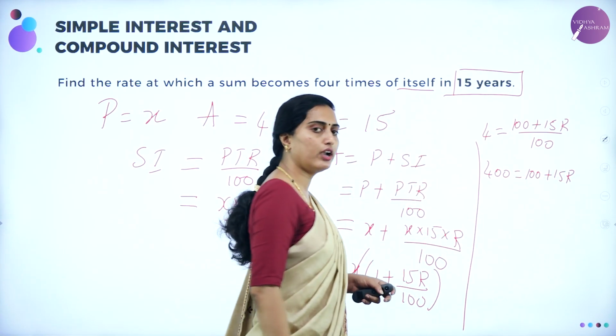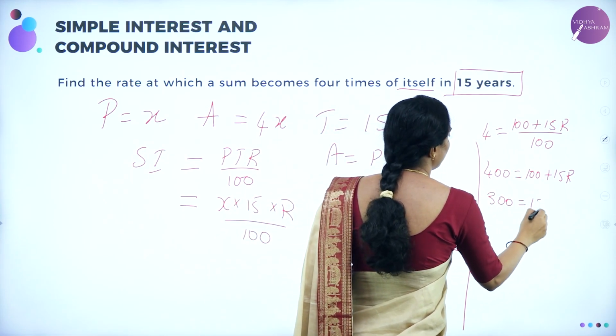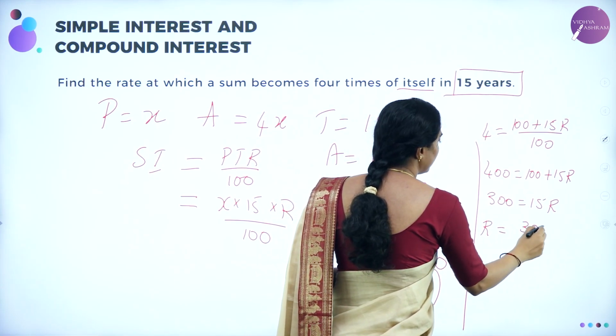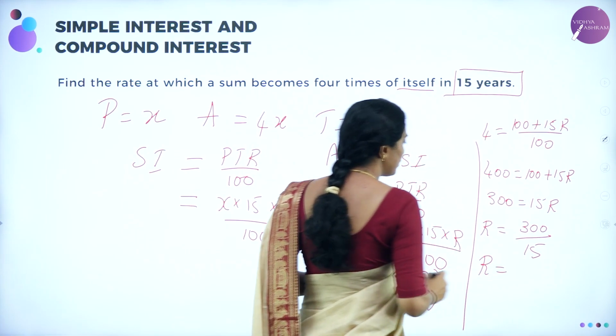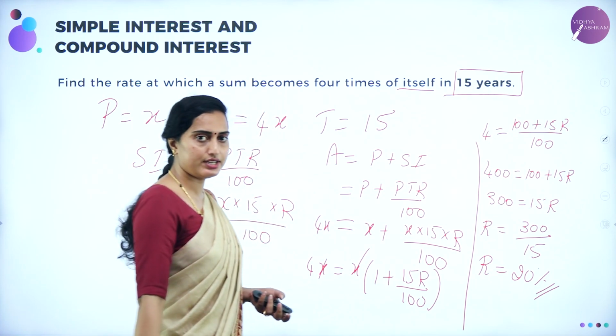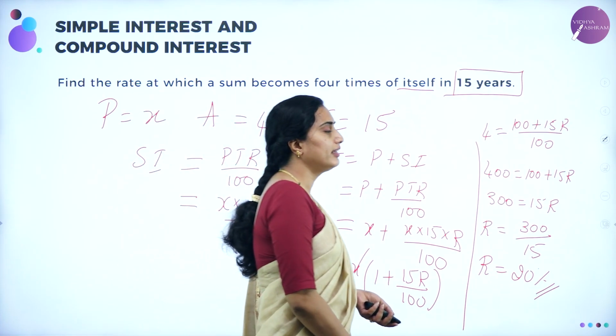Otherwise, you can have 400 minus 100 is nothing but 300. 300 is equal to 15r. Otherwise, r will be equal to 300 divided by 15. So, r will be equal to 20%. That's it. They have asked you to calculate the rate of interest. Understood? Okay, we'll move on to the next question.